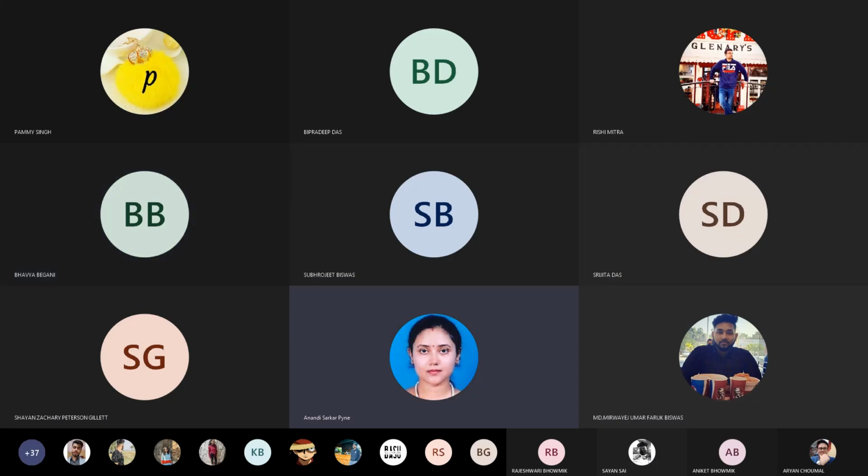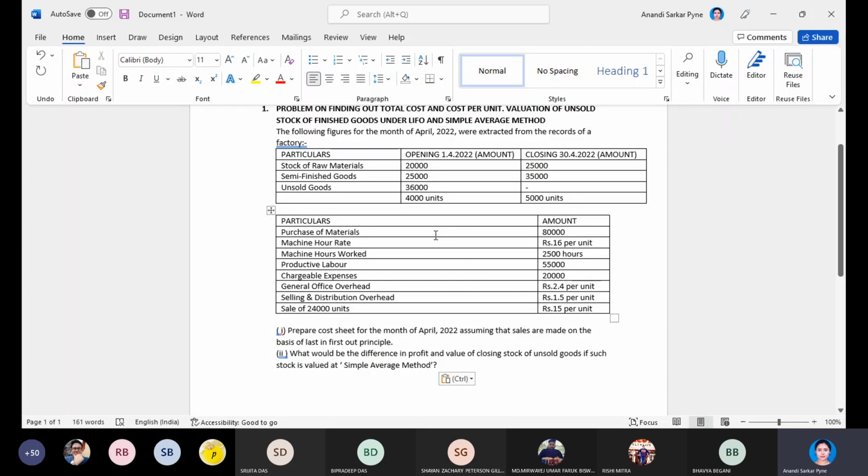So in the previous class we were discussing that three details are given. One is stock of raw material opening and closing, and semi-finished goods opening and closing. Semi-finished goods means work in progress, and the unsold goods unit is given. No closing stock value is given, and the opening unit and the closing unit are provided.